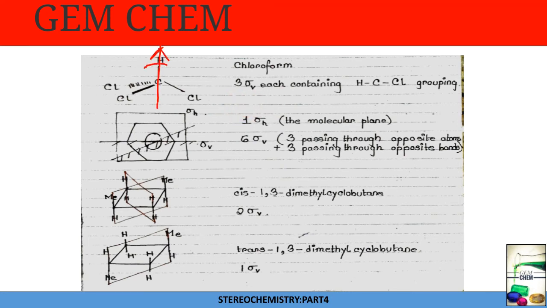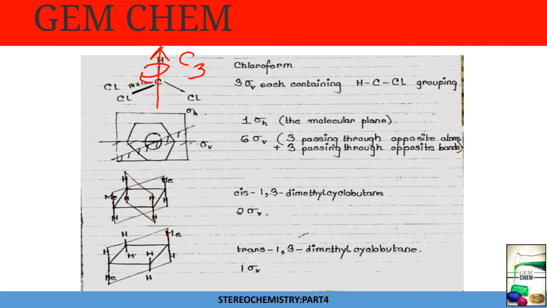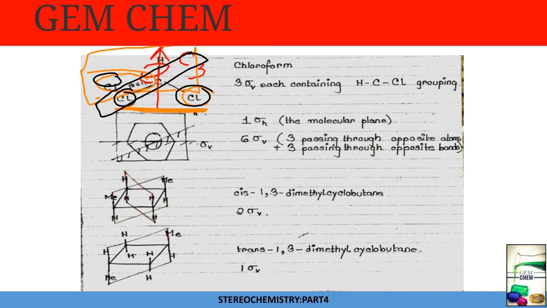We know here there is a C3 axis. Now if we consider planes, then one plane will pass through this Cl and in between these two Cls. Another plane similarly will pass through this and in between these two Cls. Similarly, another one will pass through this Cl and in between this Cl and this Cl. So it will be somewhat like this. So 3 sigma V's, each containing HCCl bond. So this one will be in plane with this sigma.